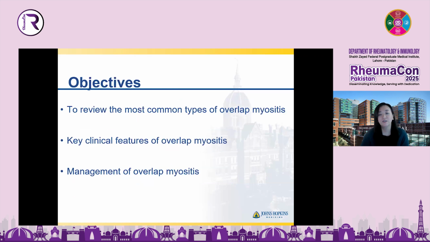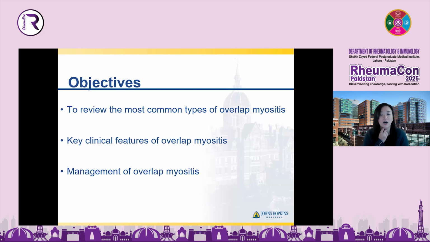And so the objectives of today's talk is to review the most common types of overlap myositis. And hopefully I can convince you that overlap myositis really does exist. And I think it's garnering a lot more attention now in the myositis community as well. In fact, there's a recent phase 3 clinical trial even recruiting patients with overlap myositis. So this is very new for us. And I think we're embarking into understanding all types of myositis and not just dermatomyositis or necrotizing myositis.